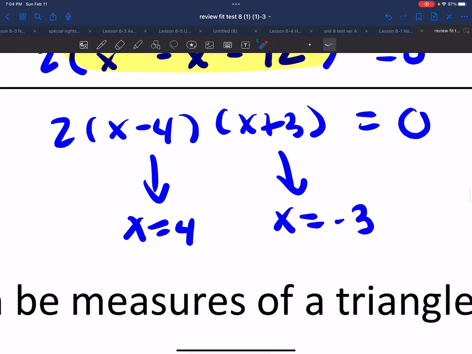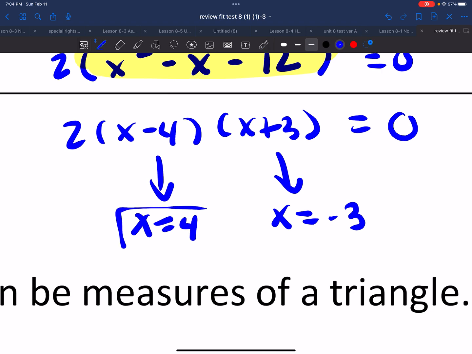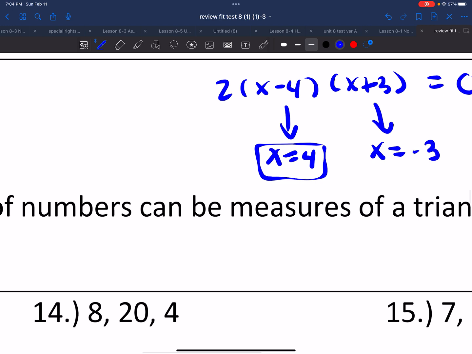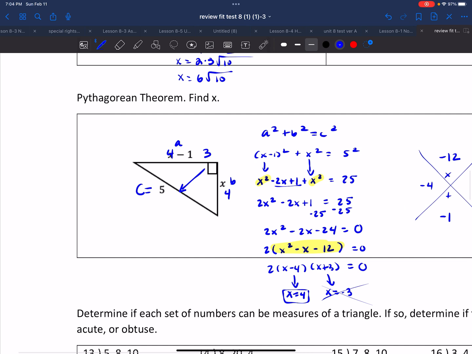So tell me, what is the best answer? The best answer here is x equals 4 because, number 1, that's your positive answer, and number 2, if you plug it in, 4 minus 1, that's 3. And then here, this is 4. If you plug in that negative, you're going to have a negative side length here and a negative side length there, which we do not want. We don't want that whatsoever. So chop that negative 3 away, and then be happy that you figured out the answer for this problem.